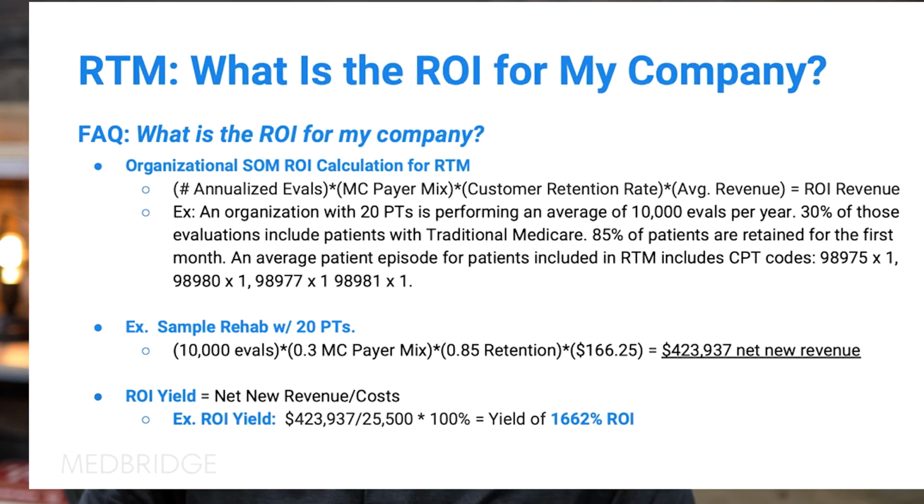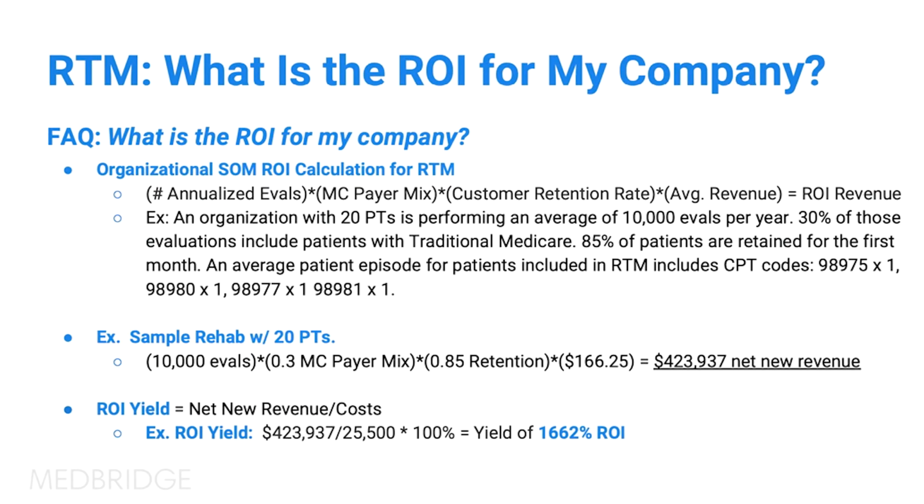You can do the math for a clinic with 4, 5, or 10 clinicians, and that impact is absolutely massive. Recently, MedBridge had a live webinar about using these RTM codes, and they provided a slide that estimated over $400,000 in additional net revenue for a clinic with 20 PTs. That could be absolutely life-changing for your clinic.